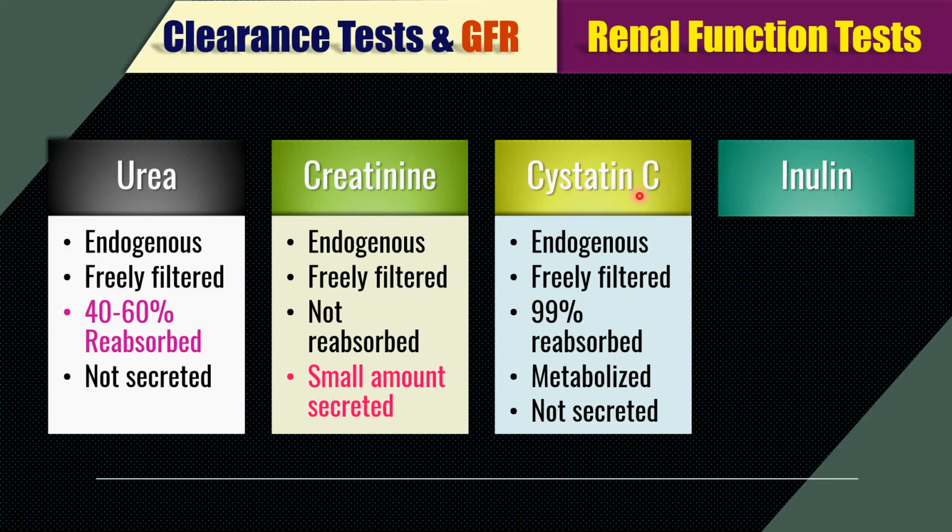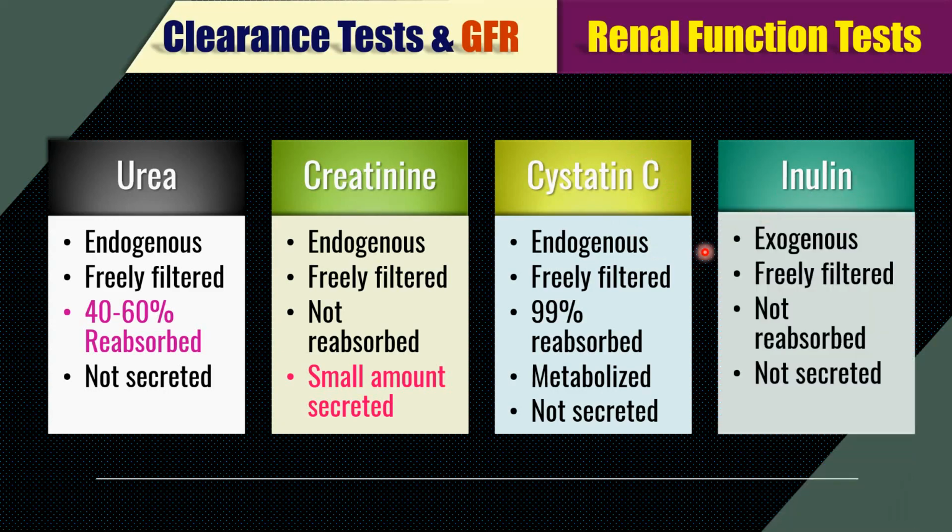Of course there are definite methods for cystatin C, but these methods are not popular. The last substance is inulin, which is not produced in our body. We have to inject this substance into the patient, then it will go to circulation and be freely filtered by the glomerulus. It is neither reabsorbed nor secreted by the tubular cells. This is again a very good marker to estimate clearance.